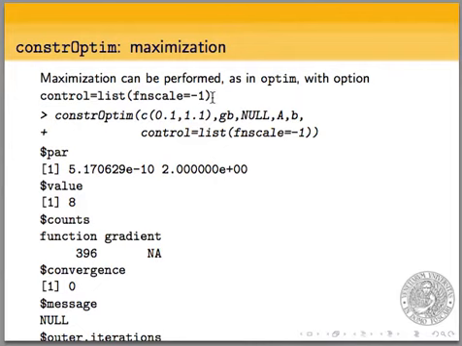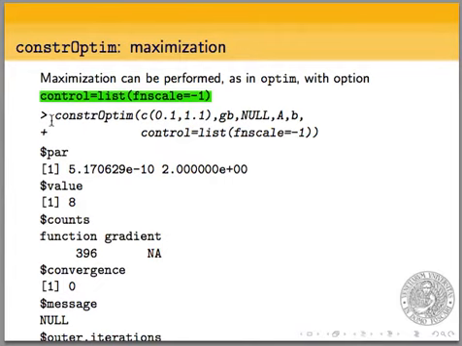So there is an option. You may remember that you must add this option. So you must add control, which is a list in which fnscale is -1. And this is basically telling R that you want to reverse the scale of the function. So if you minimize a function with a negative sign, this is pretty much equivalent to maximizing the function, and this is the sort of technical information that R needs in order to maximize.